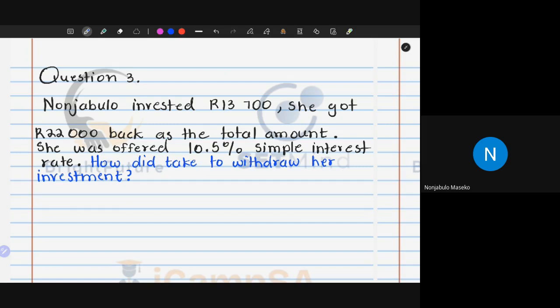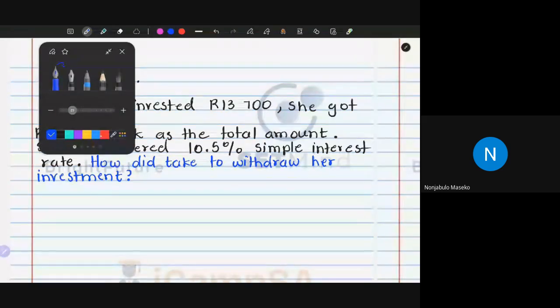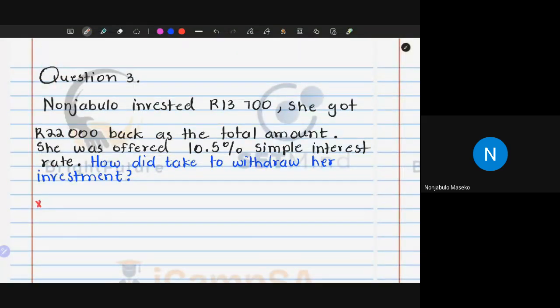That is the question, guys. So Nonjabulo put 13,700 in the bank in the past. What she is now getting back this year is 22,000 rand as the total amount when she checks her bank. And the interest that she was offered then was 10.5% simple interest rate. How long did she take to withdraw the money? Essentially, how many years did the money stay in the bank? That's another way of raising this question.